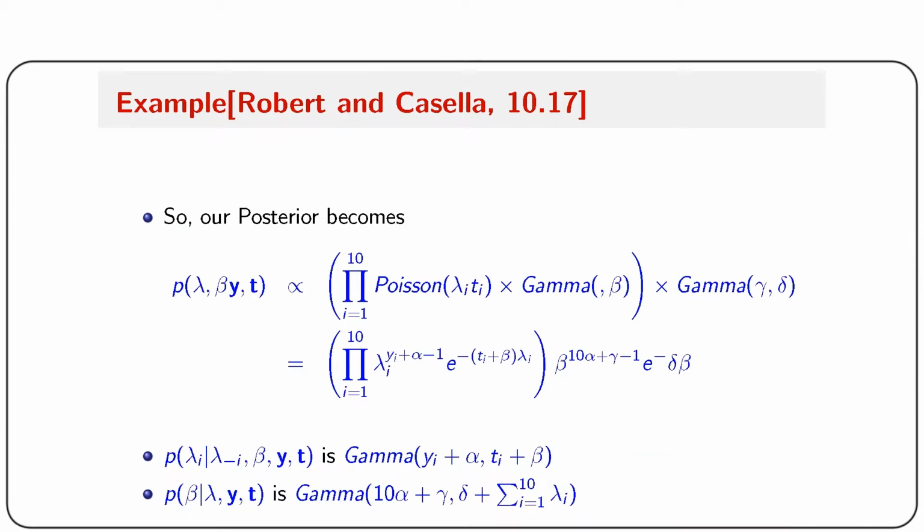So our posterior p(lambda, beta | y, t) is this expression, and this can be simplified to this expression: the product over i equals 1 to n of lambda_i^(y_i + alpha - 1) e^(-(t_i + beta) lambda_i), times beta^(10 alpha + gamma - 1) e^(-delta beta). Now p(lambda_i | lambda_{-i}, beta, y, t) is a gamma(y_i + alpha, t_i + beta), and p(beta | lambda, y, t) is a gamma with parameters (10 alpha + gamma, delta + sum over i equals 1 to n of lambda_i).